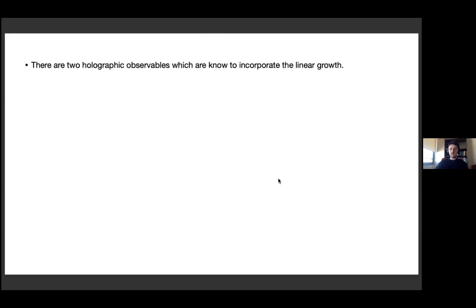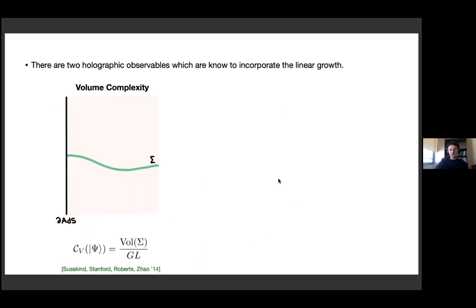Apart from this heuristic definition, there are in the continuum two holographic observables which are known to incorporate this linear growth. The first one is the volume complexity of the state, which is defined in terms of the volume of the extremal codimension 1 hypersurface, which is anchored to the asymptotic boundary of AdS. And this observable literally measures the amount of emergent space. So it's a nice observable from the point of view of the tensor network heuristics that I was talking about before.